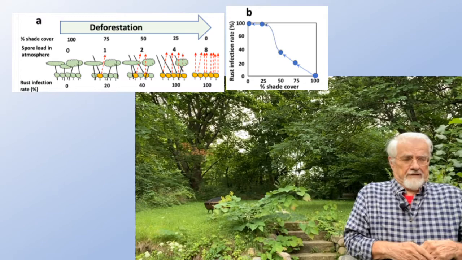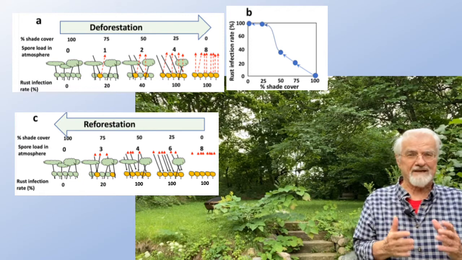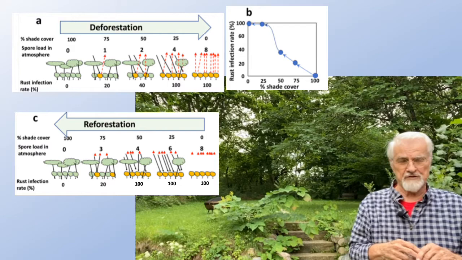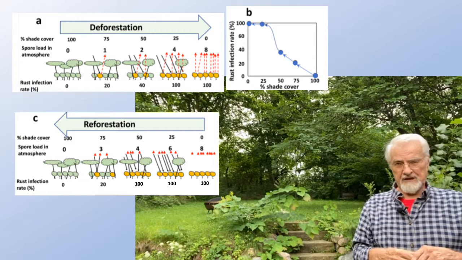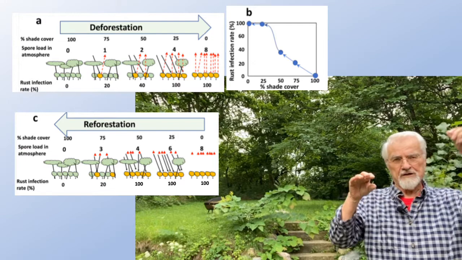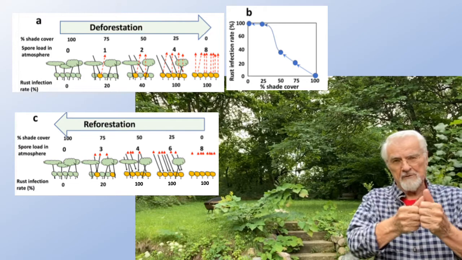This cartoon shows more or less the same thing, but going in the opposite direction, beginning with a deforested area and now presuming that we're having a program of reforestation, either reforestation of the general area around the farm or reforestation of the farm, putting a canopy cover back into the farm. And you see, basically, the reverse thing happens. What you're getting is a continual blockage as you reforest, more and more of a blockage of the rust spores coming in from the outside, and more of a blockage of the rust spores going up from the farm to get into the general pool of rust spores in the atmosphere.